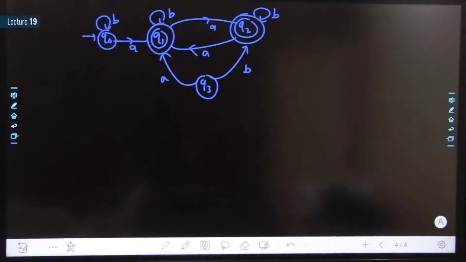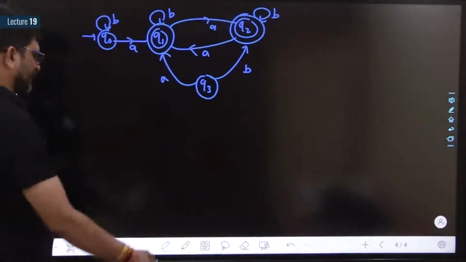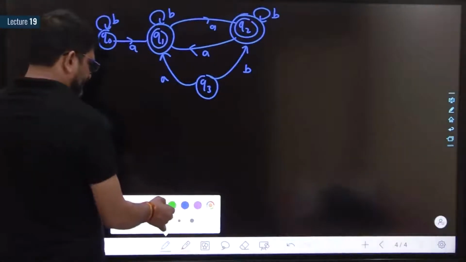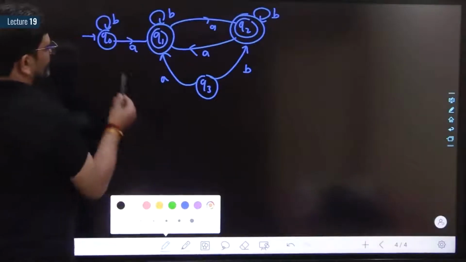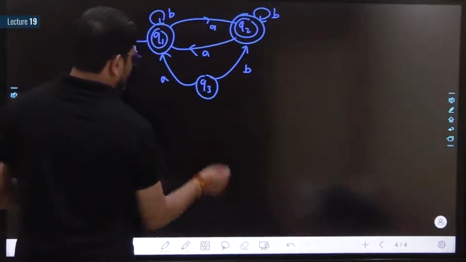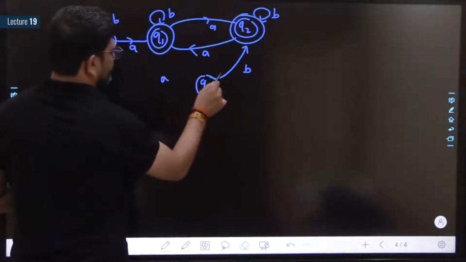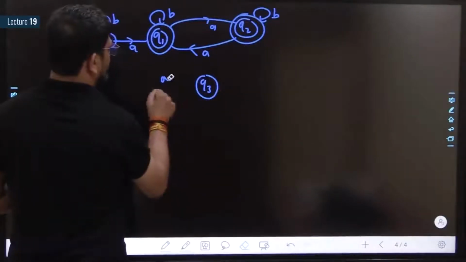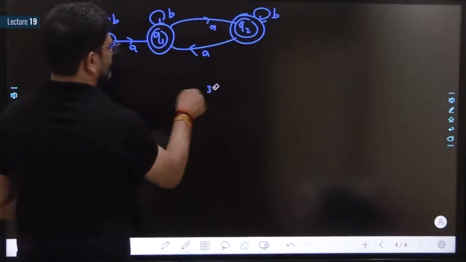Have you done this question? No. Okay, see. Check, is there any unreachable state? Yes. This is the unreachable state. We cannot reach it from the initial state. Delete those states and the corresponding transitions.